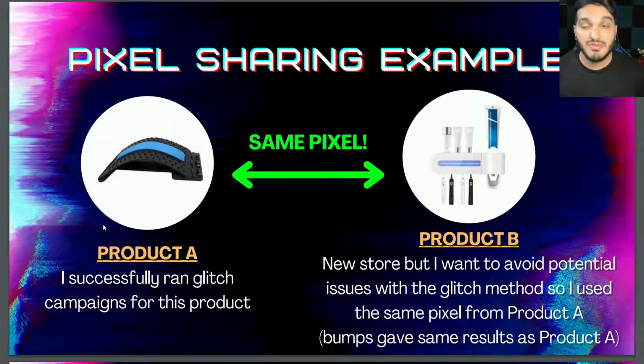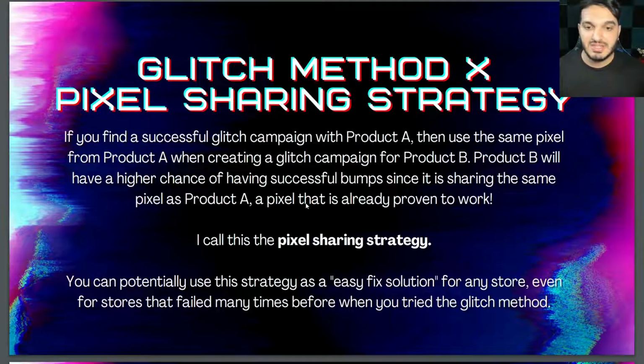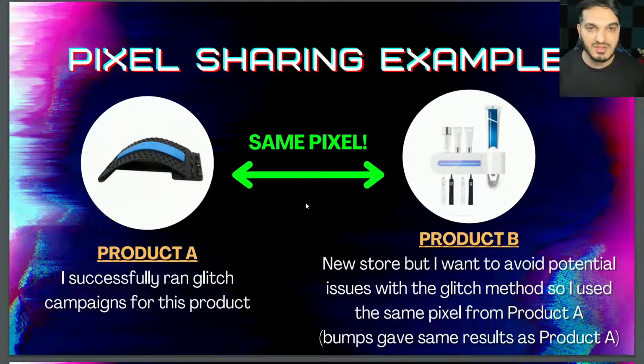So if you have an emotional attachment with a store and you really want it to work, then I suggest trying pixel sharing with a previous product that was winning with the glitch campaign before. I hope I explained that well. I know it's a little confusing, and if you're struggling to understand that, please just read these two slides again, and I'm pretty sure you'll understand eventually. It's not that hard to grasp this concept.